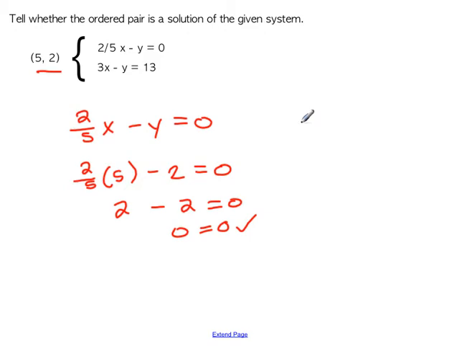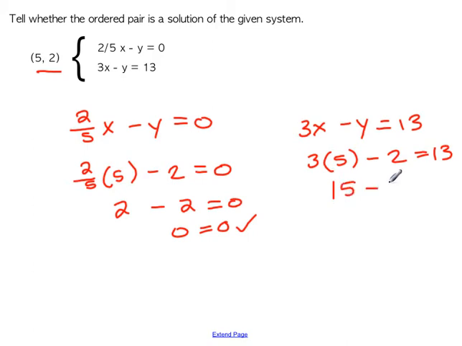Now we have to check to see if it's true for the second. We have 3x minus y equals 13. So 3 times 5 minus 2 equals 13. So we're going to do our multiplication. 3 times 5 equals 15. 15 minus 2 equals 13. So 13 equals 13 checks out. So yes, this is a solution to that system.